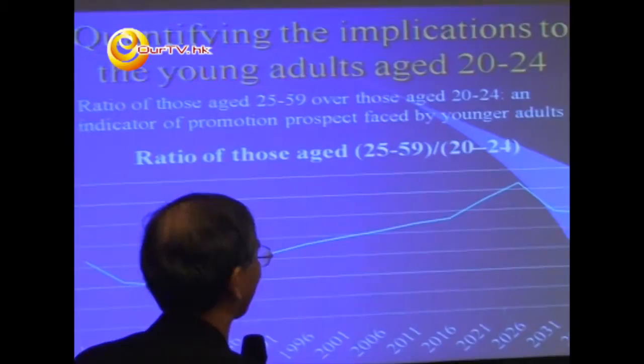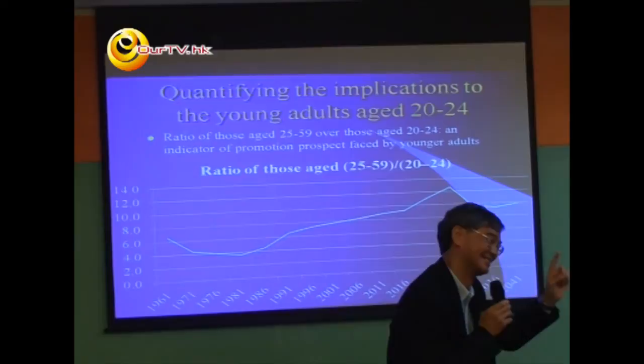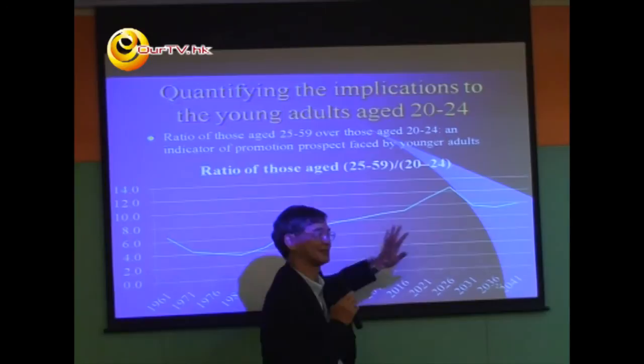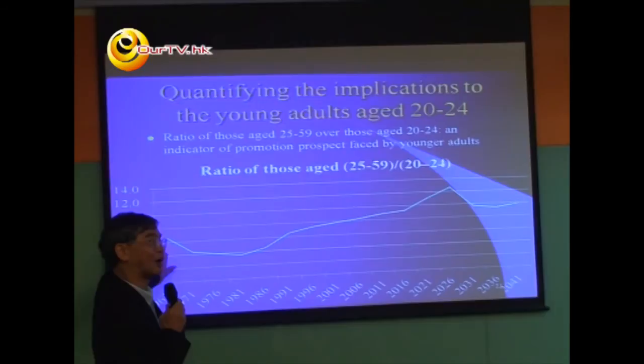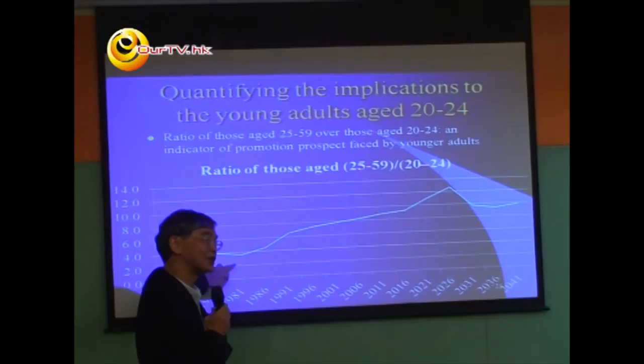This is another way of quantifying it. This is a ratio of those age 25 to 59 over those age 20 to 24, which basically calculates the ratio of people who have more work experience than the younger adults, okay? This is very indicative of the trend in the past and in the future. The trend is going down, okay? This is 1961. By 71, the ratio of those with high experience versus those young adults drops, which means the lower the ratio, the higher the opportunity.